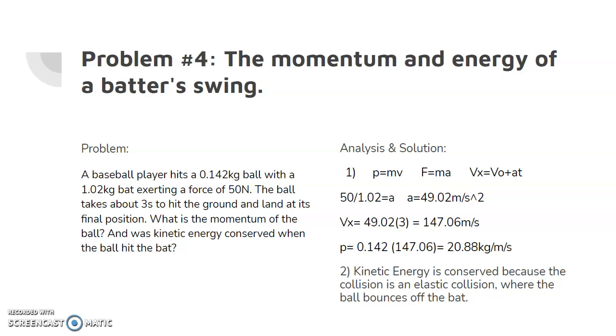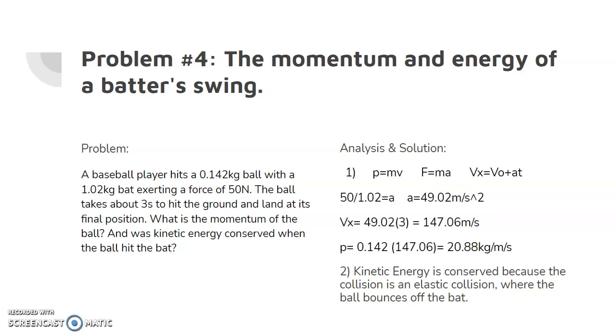So, to solve the first problem about what was the momentum of the ball, we know that momentum equals mass times velocity, force is equal to mass times acceleration, and final velocity is equal to initial velocity plus acceleration times time. So, using the force equals mass times acceleration equation, we can change it around to find the acceleration of the ball by dividing the force by the mass of the baseball bat to get the acceleration, and the acceleration is equal to 49.02 meters per second squared.